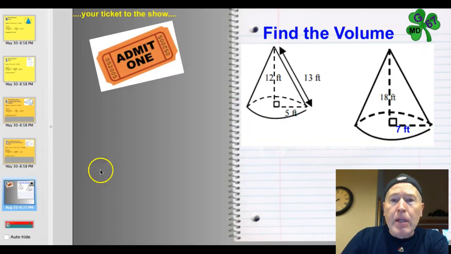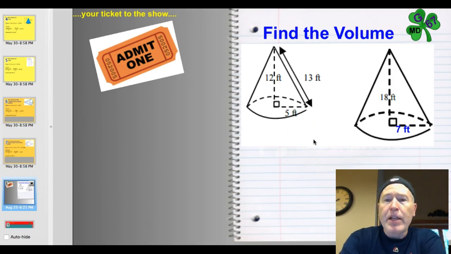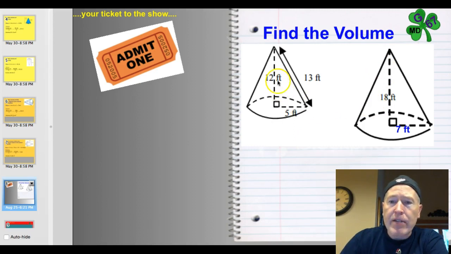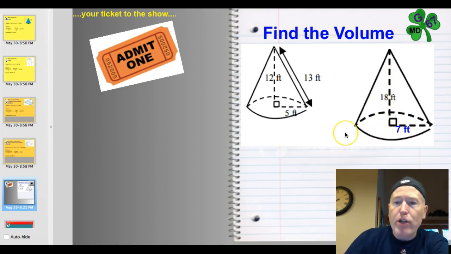All right, here's your ticket to the show. Find the volume of these two cones. We have a height of 12. We have a radius of 5 feet here. Here we have a height of 18 and a radius of 7. All measurements are in feet. We have a slant height of 13.